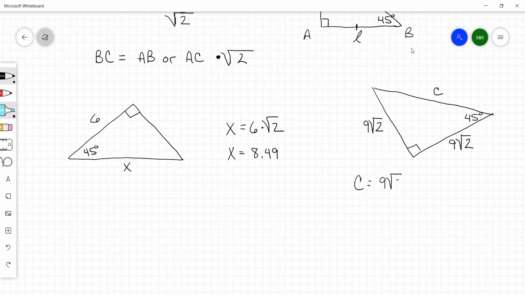9 radical 2 times radical 2. All right, so your hypotenuse in this case is going to be equal to 9 times square root of 2 equals, times square root of 2 equals. Hopefully everybody got 18. There's the length of your hypotenuse. Don't have to do the Pythagorean theorem when you're dealing with or working with special right triangles.